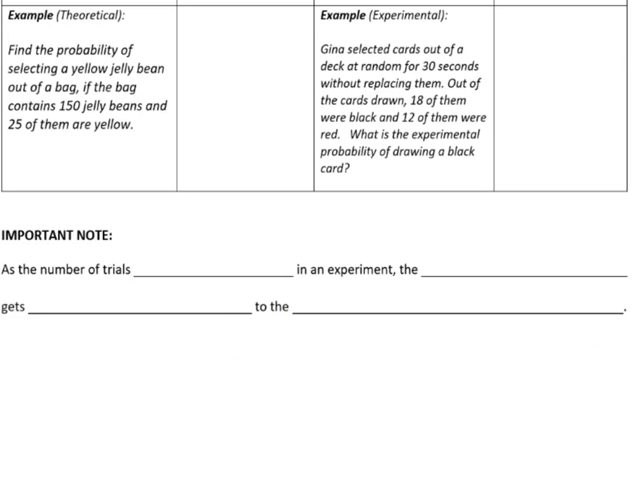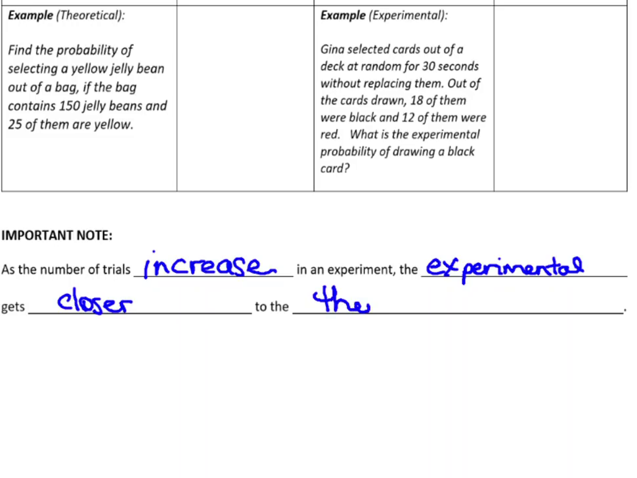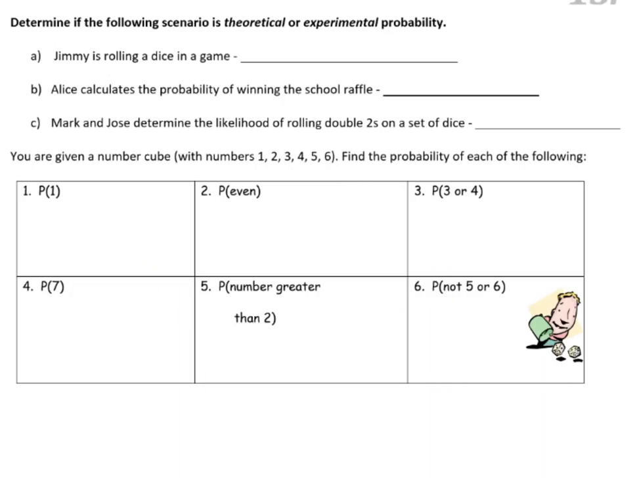An important note, as the number of trials increase in an experiment, the experimental probability gets closer to the theoretical. So theoretical is like in theory, what should happen. Experimental, you are doing something. So let's look at some of these.